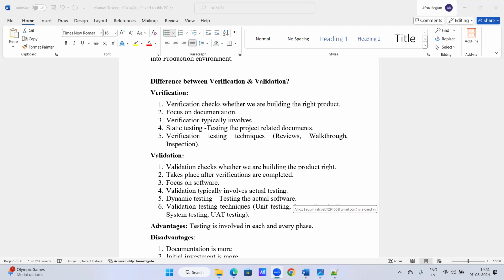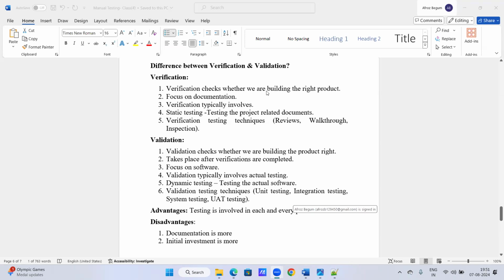If they ask for the difference, you should say at least four main points. Verification checks whether we are building the right product, and validation checks whether we are building the product right. Did you understand the difference between the verification definition and the validation definition? We are building the right product, we are building the product right. Verification focuses on documentation, whereas validation focuses on software. Verification typically involves reviews, but validation typically involves actual testing.